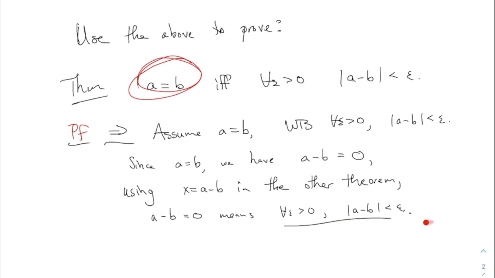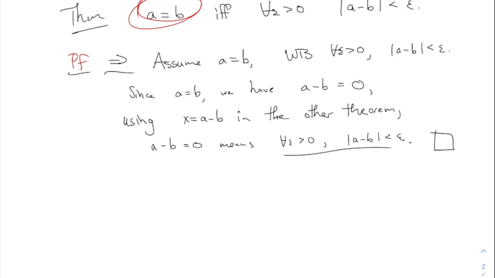But actually, that is what I was supposed to show, right? I said I assume A equals B, and I want to show this, and that's exactly what I ended up showing using the other theorem. I use the other theorem, but instead of X, I use the absolute value of A minus B. So that proves the first direction. Sometimes people like to write a little box at the end of the proof. This is actually only halfway done, so I'll put it at the end.